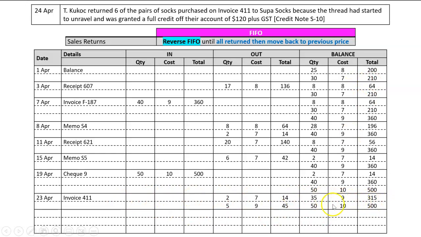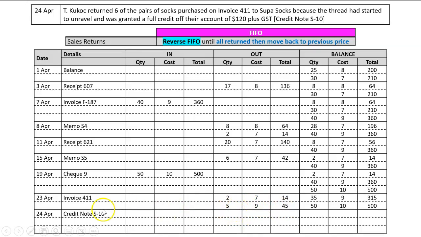So the day before, this customer came in and bought 2 at 7 and 5 at 9. So that was a total of 7 units. Now, that customer's only bringing back 6, not all of them. So which 6? Well, we reverse FIFO. So in our FIFO world, let's say this customer, as they took each unit, took it to their car one at a time. So they took this one at $7 to their car, then they went back into the shop, took the next one, went back in the shop, took one at $9, went back in the shop, took another one at $9, and so on. So what we're going to do is reverse that.